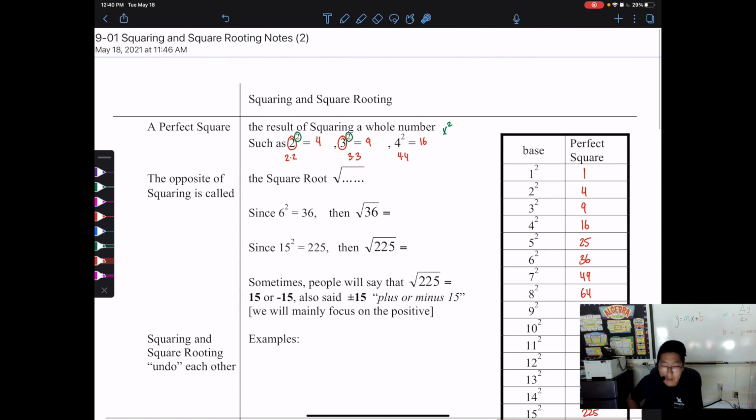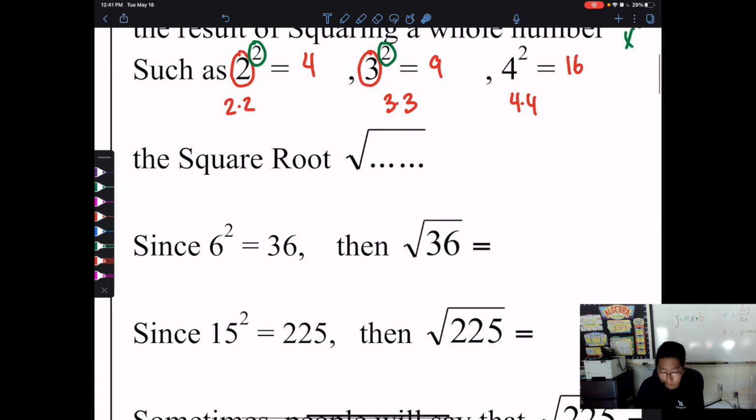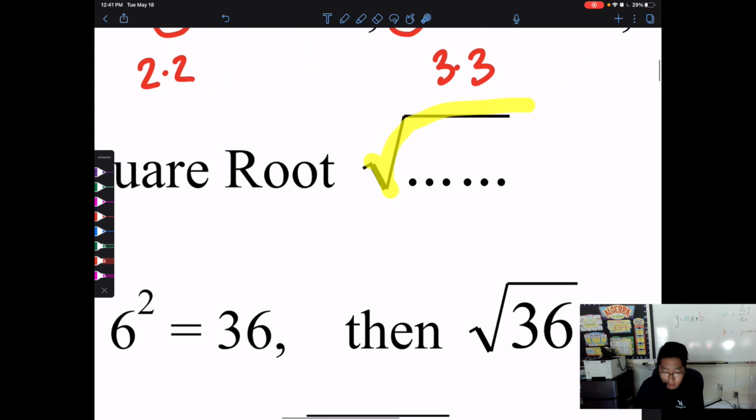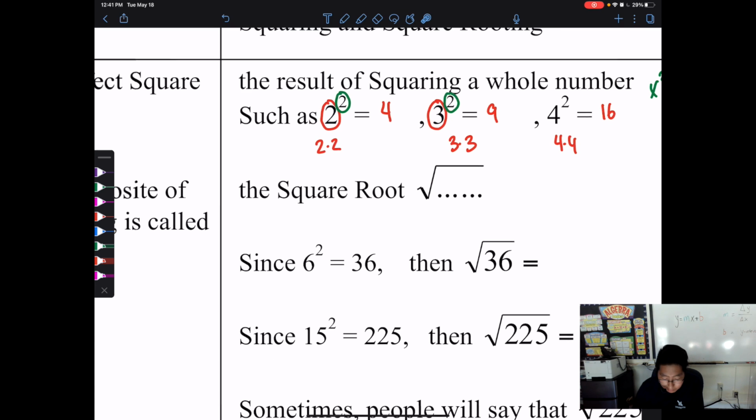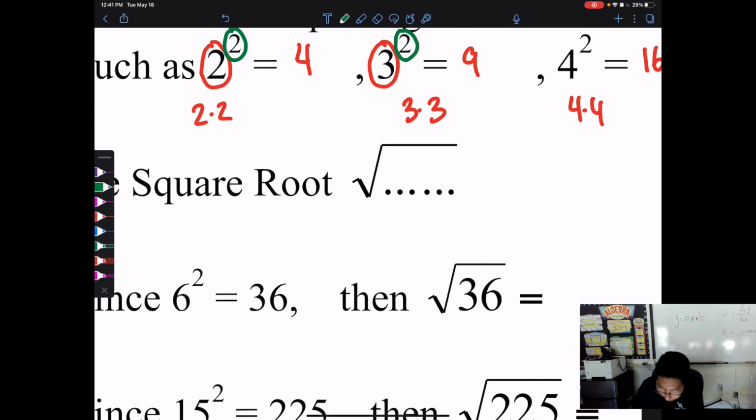Now that we have perfect squares, the opposite of squaring is what we call the square root. Some of you might have seen this before. It's like a division sign, but it has a little lip right here. So the opposite of squaring is called square root. Oh, that's a horrible line. Let's go ahead and try that again.